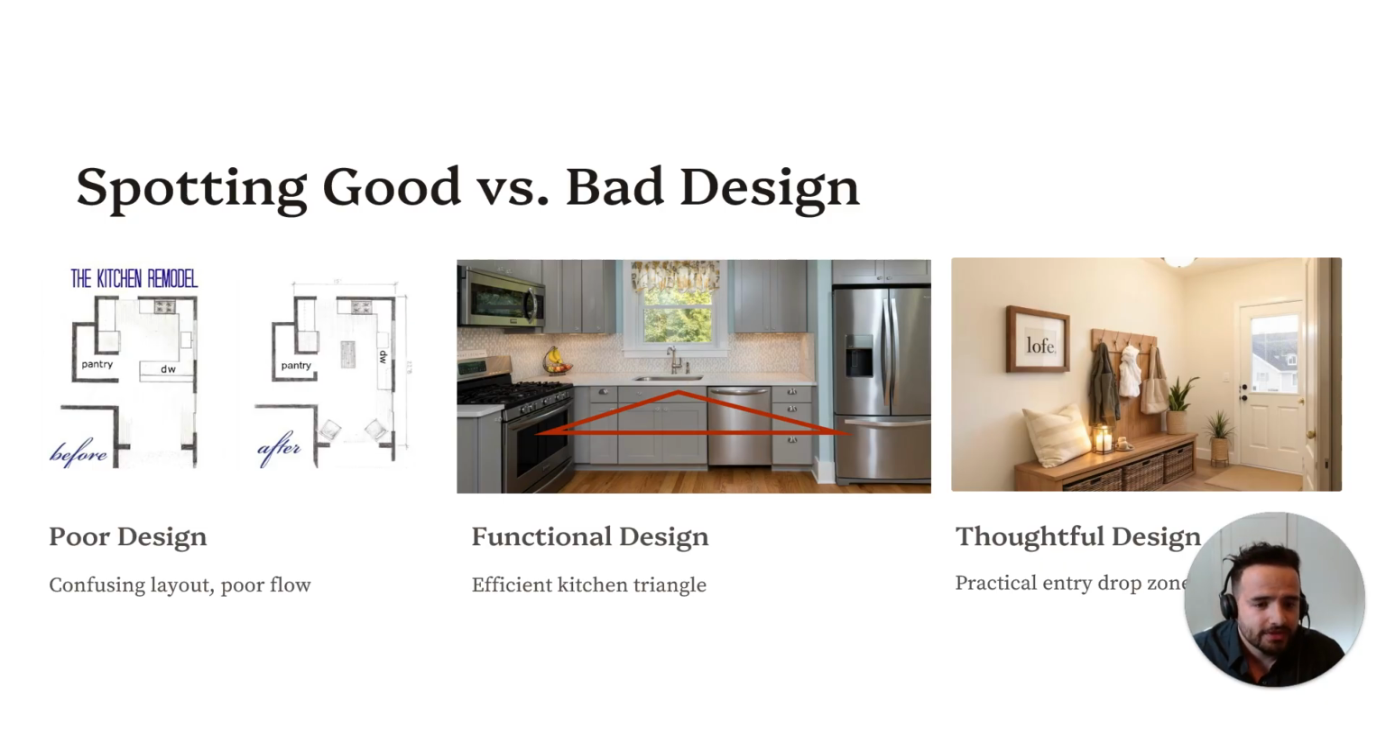Another example of good design is a mudroom. It's a space where you can store coats and shoes before entering the main living area, keeping things organized and clutter-free. Bad design can make a space feel tight and disrupt the flow. Good designs maximize the space and keep everything connected and functional.